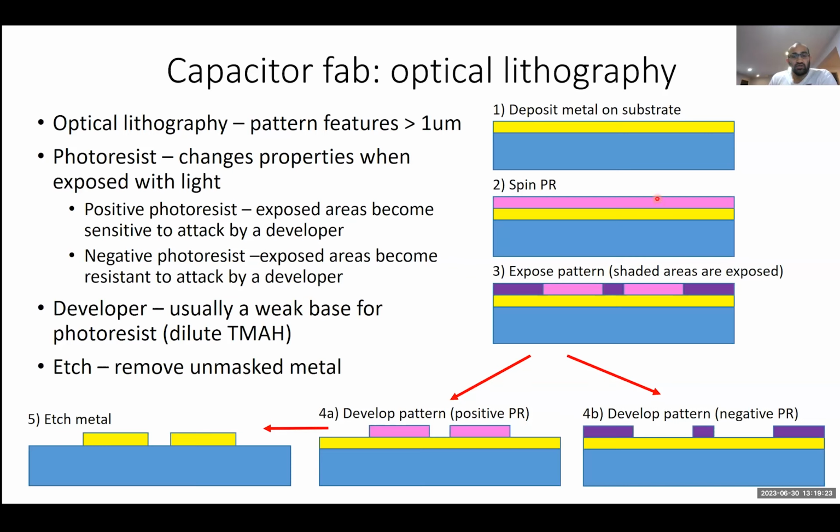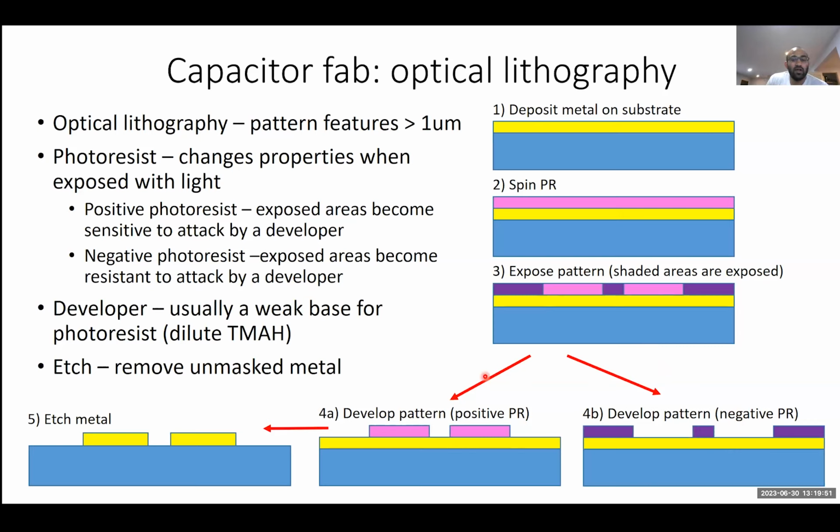So here's a diagram to show what happens. I have my wafer with metal deposited on it. I spin photoresist, and then I expose my pattern in certain areas using some sort of UV light. And if this resist layer was positive, the development removes the areas that have been exposed. And if my resist was negative, the development removes the areas that have not been exposed.